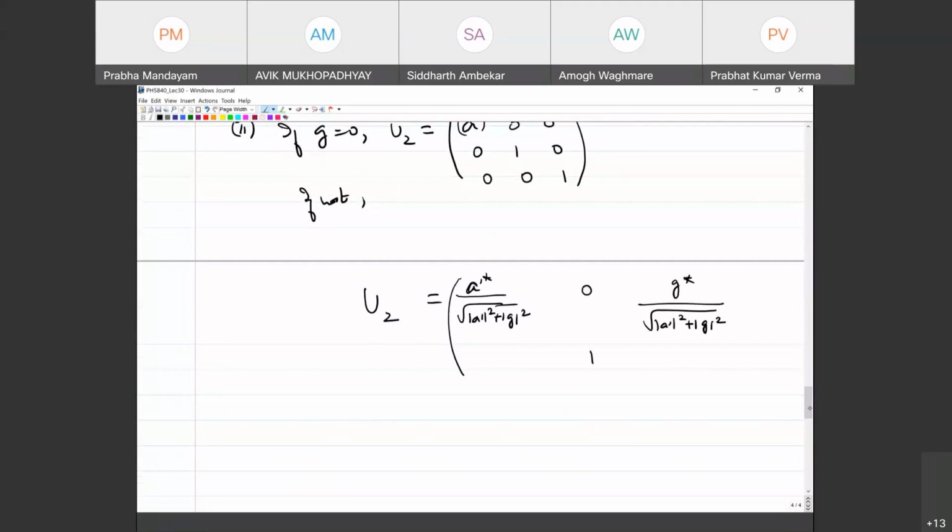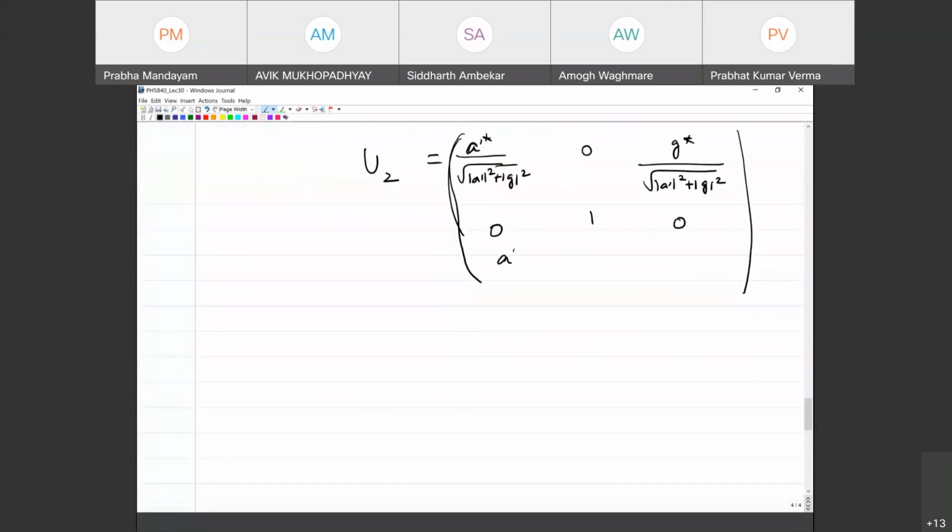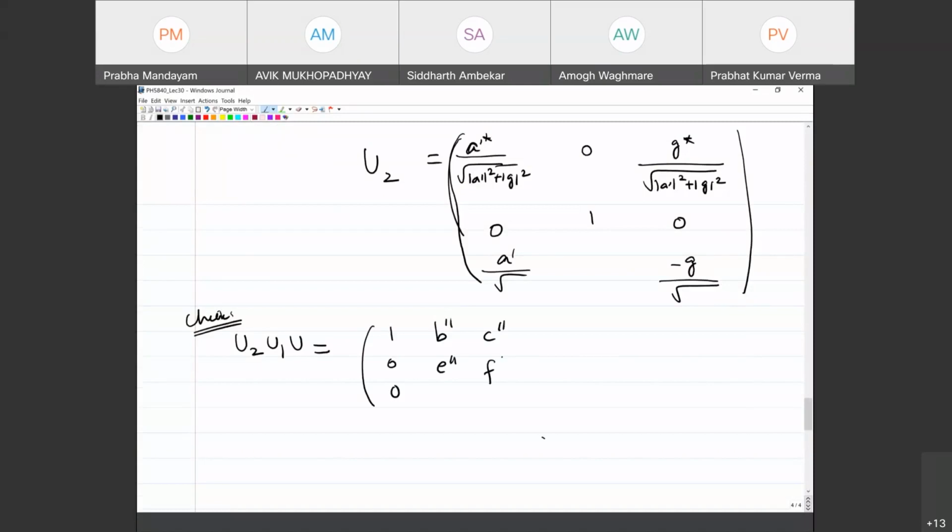And then these two, once again, you have A dash by this and minus G by square root. The same structure, complex conjugate and the negative sign here for unitarity. And then you can check that U2, U1, U, when you multiply all three, you will have a matrix where these two vanish. And then you will have some B double dash, C double dash, right?